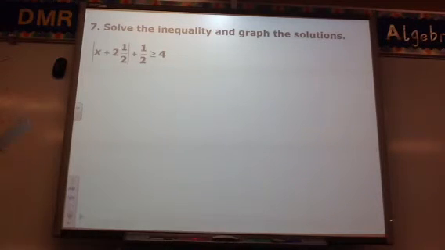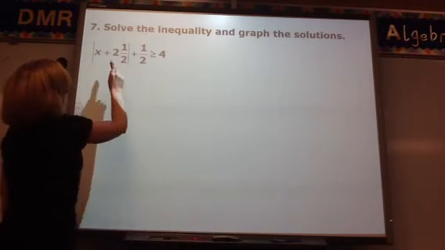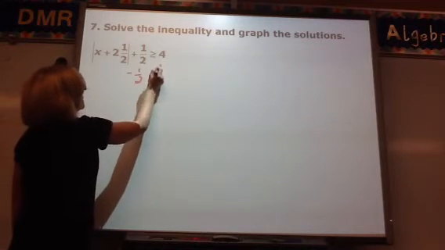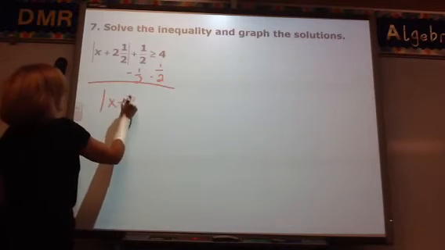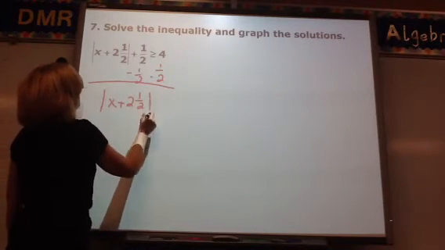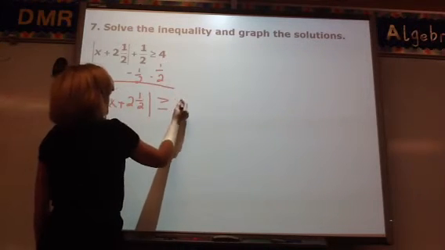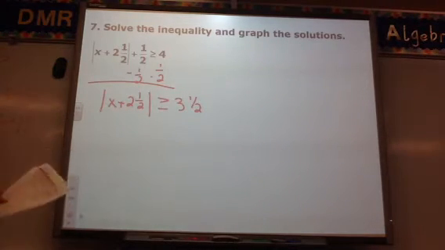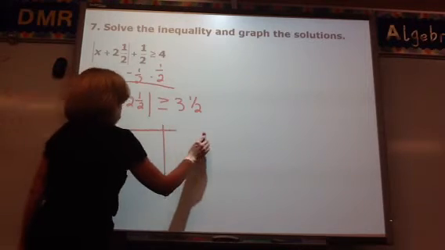All right, solve the inequality and graph it. Okay, we need to do the same thing. Don't let the rational numbers scare you here. We need to isolate our absolute value, so we're going to subtract 1/2 from both sides. So I'll have x plus 2 1/2 greater than or equal to 4 minus 1/2, which is 3 1/2. Now that I've isolated my absolute value, I can do my two cases.